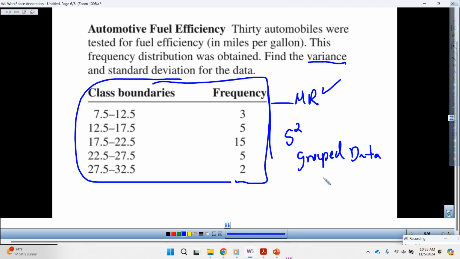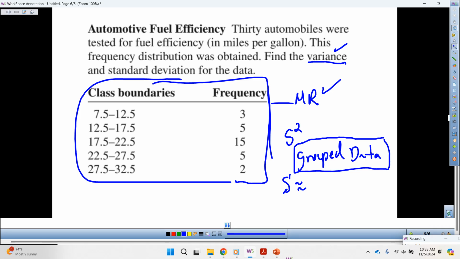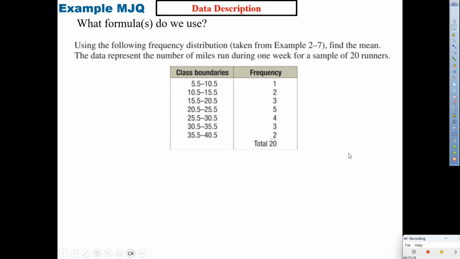Yes? And our last formula. Pass them on, Max. Who? Mario. Last one. So we got the mid-range, we got the variance, and we need one more. Standard deviation for grouped data. Look at your formulas. These should be the last two. Is that correct? This is what you did last night, by the way. All right, make sure you send that in. Let's go to the next one.